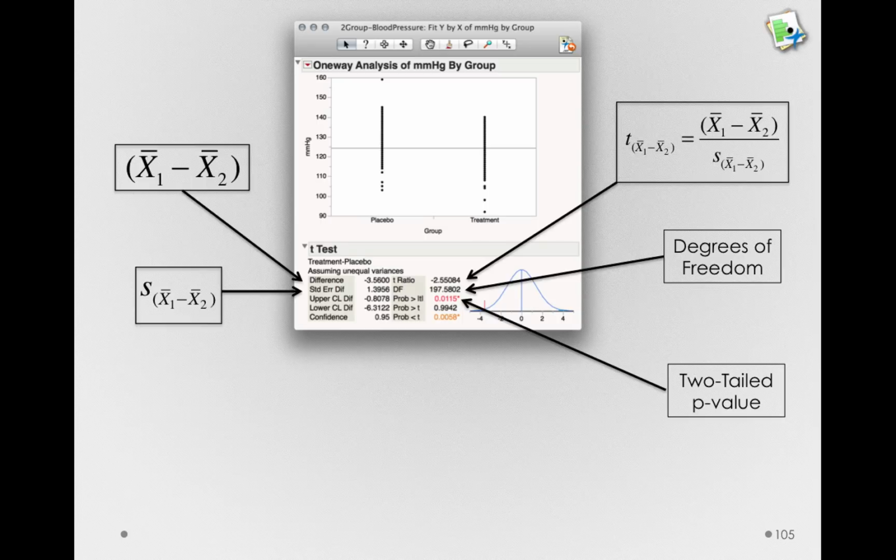Our p-value is still less than our customary level of significance, an alpha of 0.05. So, we're still rejecting the null hypothesis. Given a population mean difference of 0, it would be unlikely for us to observe this mean difference of 3.56. So, we're rejecting the null. We can say that the treatment had an effect.